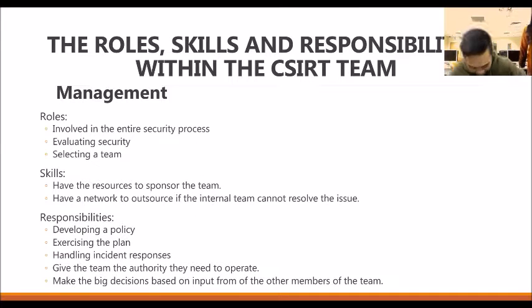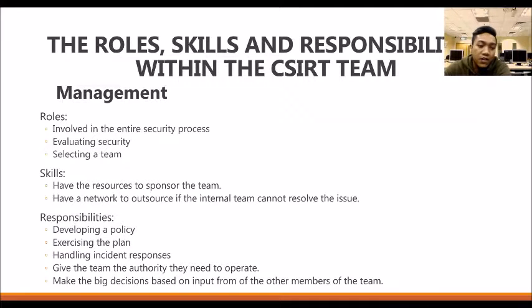Okay, thank you Hidayah. Next, we will discuss the roles, skills and responsibilities within the CSIRT team. Of course, the most important role in any CSIRT team is management, because management is involved in the entire security process. The management also must evaluate security and select a team. A manager must have the skills, that is, he has the resources to sponsor the team, money wise, and have a network to outsource if the internal team cannot resolve the issue.